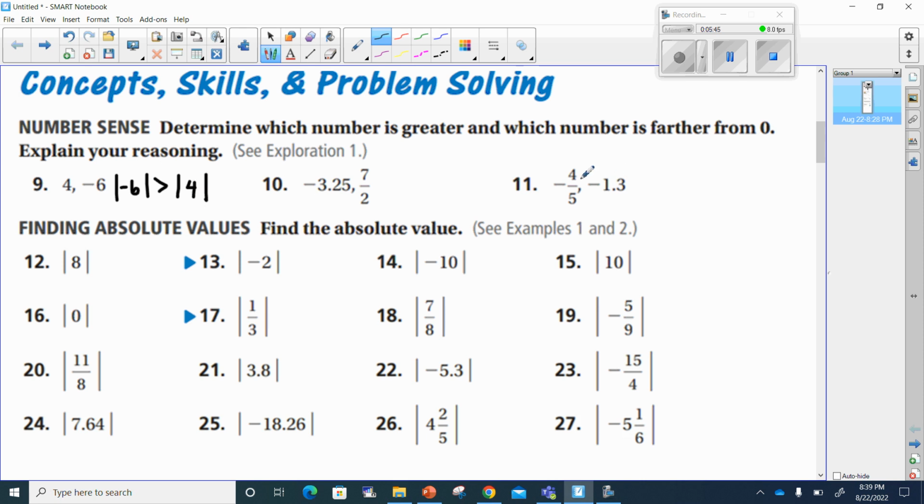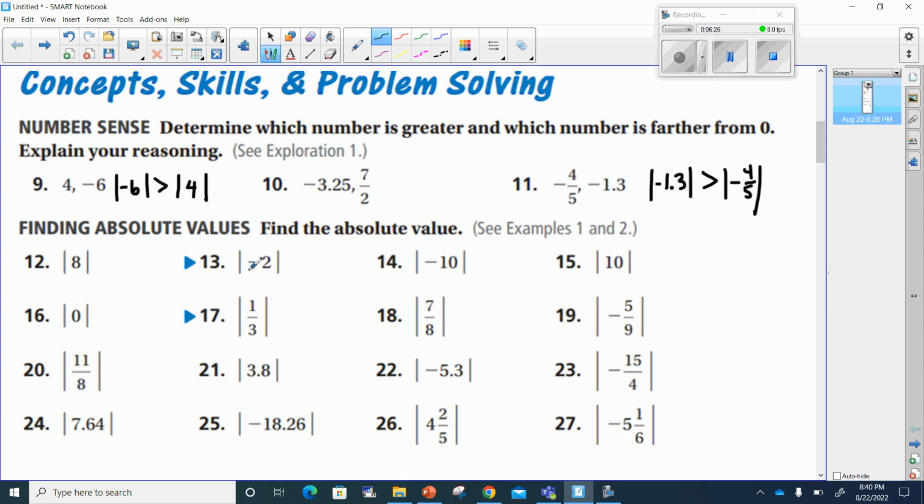Number 11, we're going to have to put these as decimals or as fractions. I'm going to try, I really ain't got to even try it just by looking at this. I see this is negative 1.3. This is going to be 1 and some extra away from 0. This is only 4/5. So the absolute value of negative 1.3 is greater, because that's going to be 1.3 from 0, which is greater than negative 4/5, because that's not even 1 away from 0.